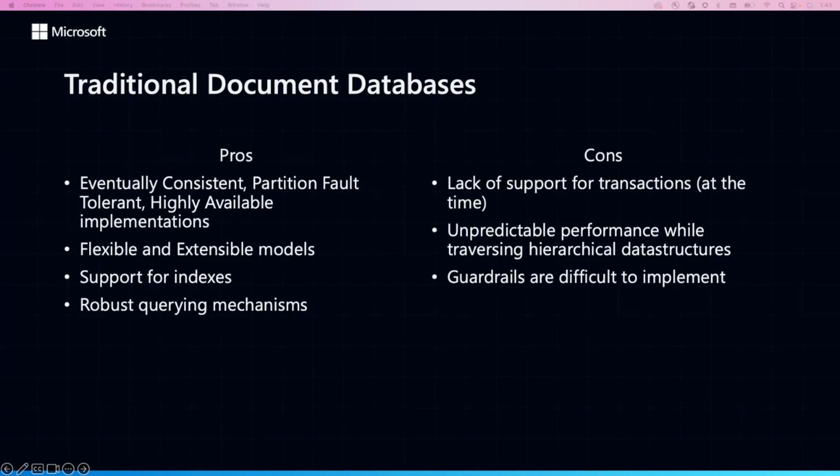Another issue we ran into with document databases was that some document databases had a querying mechanism to traverse hierarchical data structures, but it was not robust enough to provide predictability to ensure query performance. And as a result, guardrails were very difficult to implement using that query language.